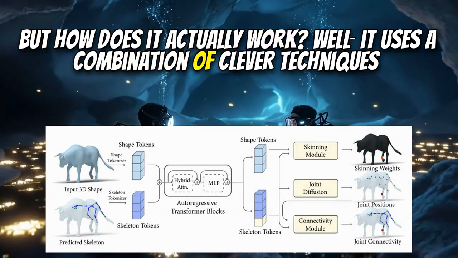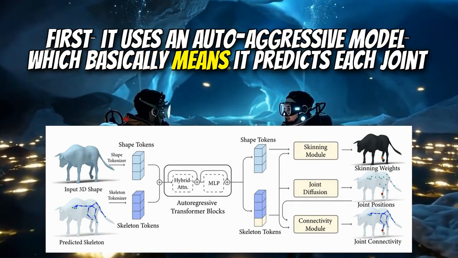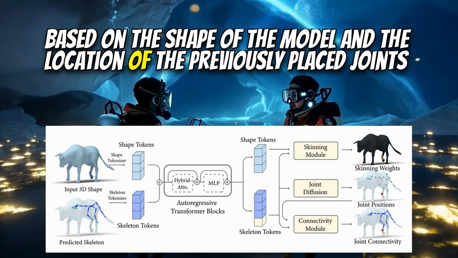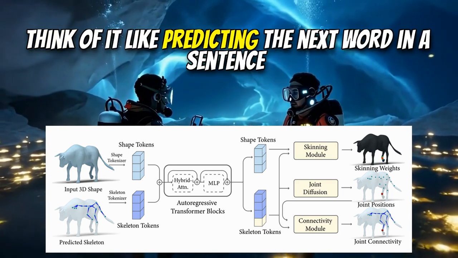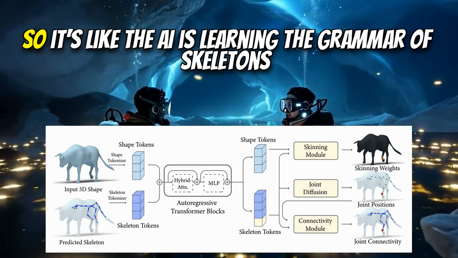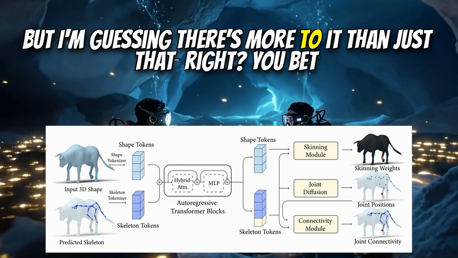Well, it uses a combination of clever techniques. First, it uses an autoregressive model, which basically means it predicts each joint based on the shape of the model and the location of the previously placed joints. Think of it like predicting the next word in a sentence. Each word depends on the words that came before it. So it's like the AI is learning the grammar of skeletons. That's pretty neat, but I'm guessing there's more to it than just that, right?